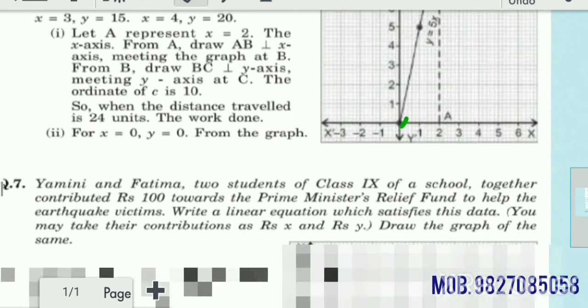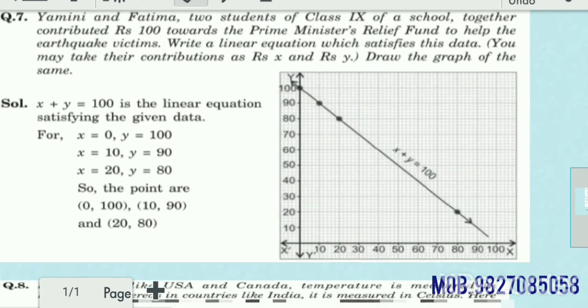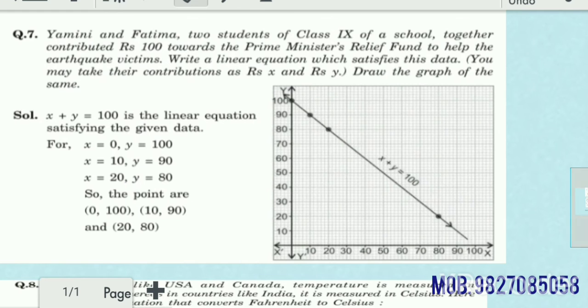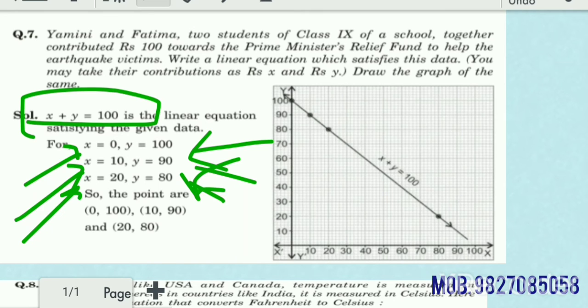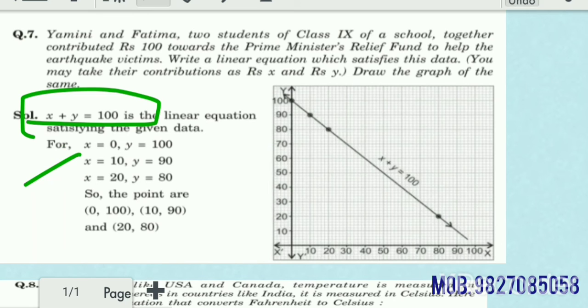Okay. Question number 7, simple. According to the question, Yamni and Fatima, two students of class 9, contribute rupees 100 towards the fund. So the given equation is x plus y is equal to 100. Now suppose Yamni paid 0 rupees, it means Fatima paid all 100. If x is equal to 10, then y is equal to 90, x is equal to 20, then y is equal to 80. So there are some situations, and we put the values of x and y.